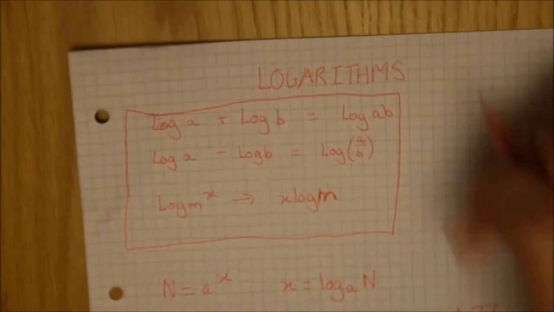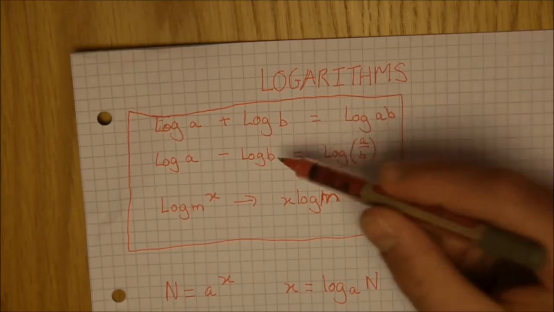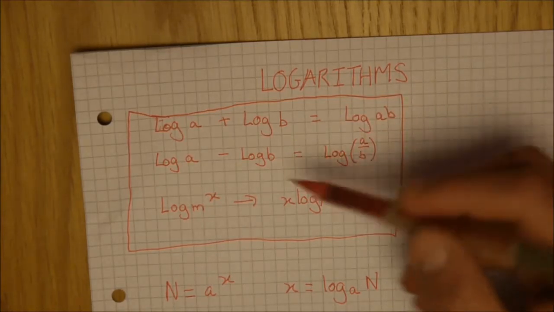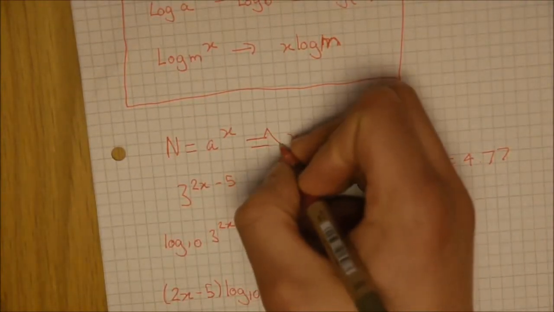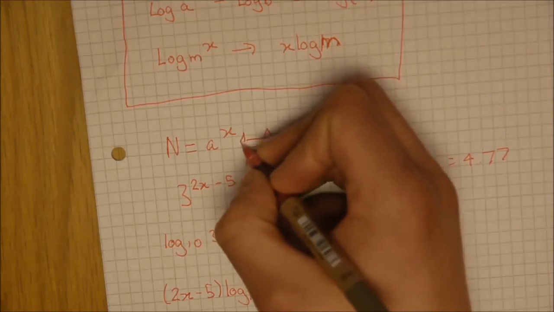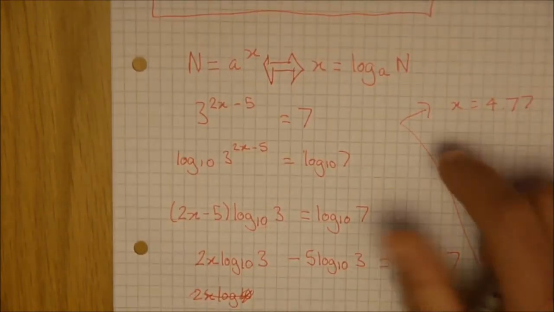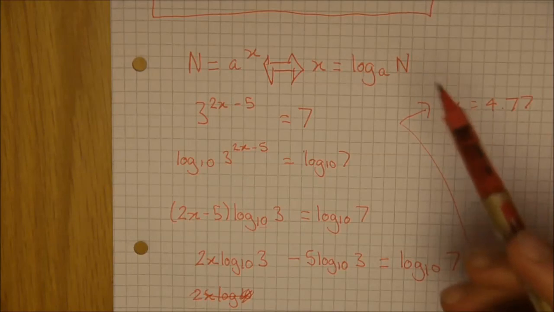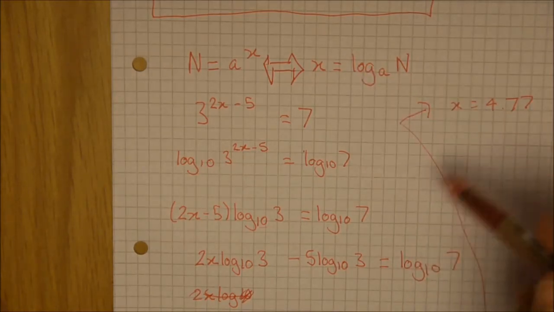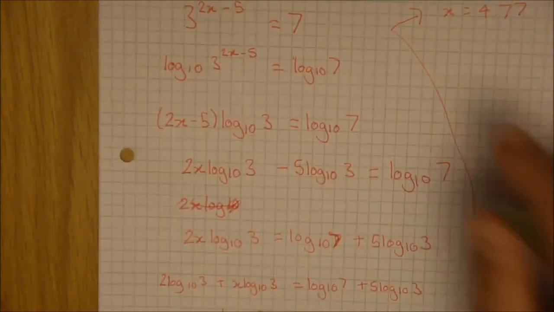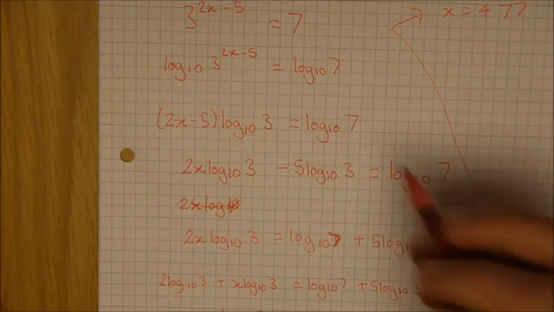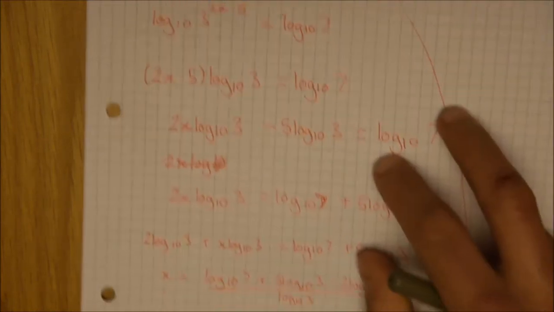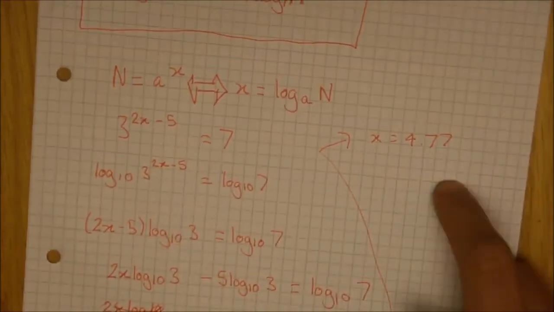Right then, all that's left is to briefly recap. The three laws of logs are log a plus log b equals log ab, log a minus log b is log a over b, log m to the x is x log m. Then you've got n equals a^x, which is equivalent to x equals log_a n. Then we've taken a question of 3 to the power 2x minus 5 equals 7, logged it and then simplified it, expanding the brackets until there's no more, and then we've divided the whole lot by 2 log 10 3, and we have an answer of 4.77.